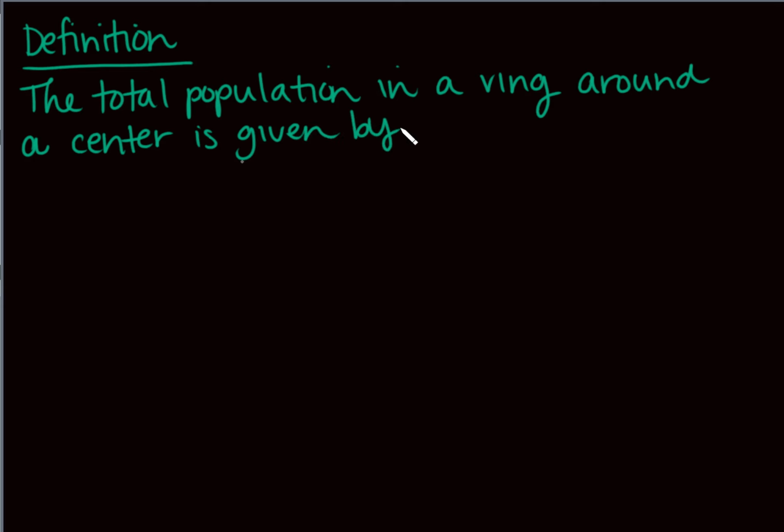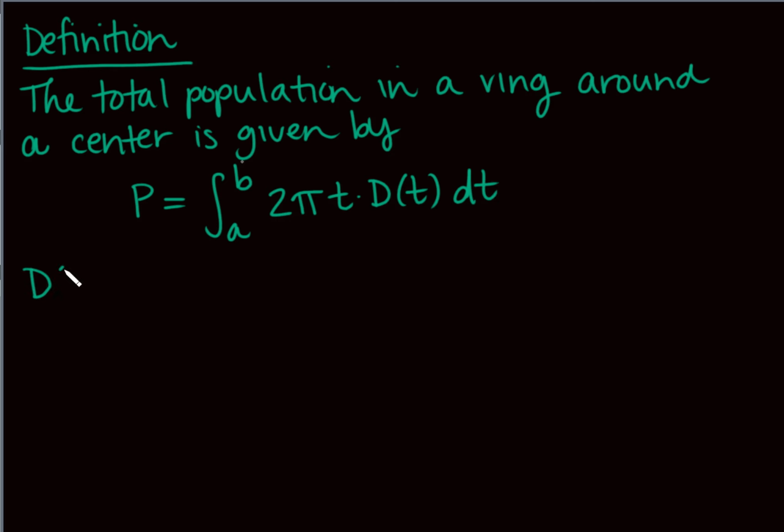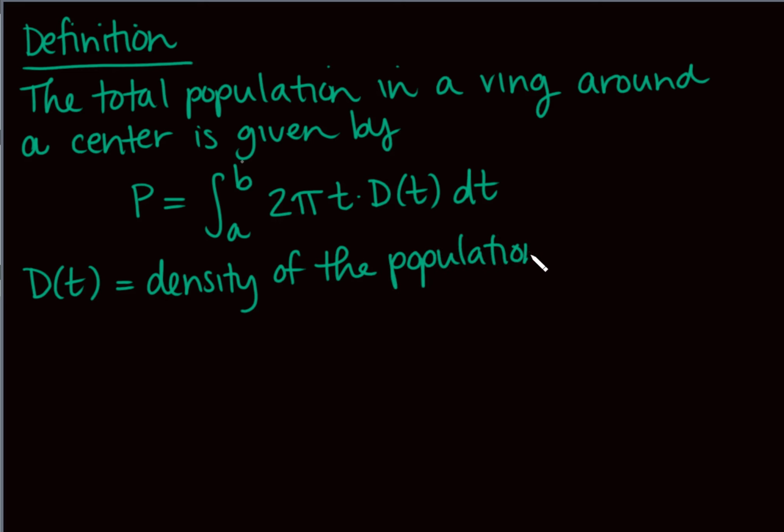Is given by this, and this is such a cool little thing. So we'll do P again for population, integral from A to B of 2 pi t d of t, and then dt. Okay, what is that function d of t that we speak of? This is the density of the population of whatever we're dealing with. Maybe people, maybe not. Okay, in persons per square mile at a distance of t from the center.